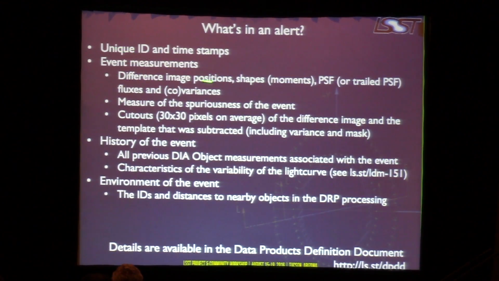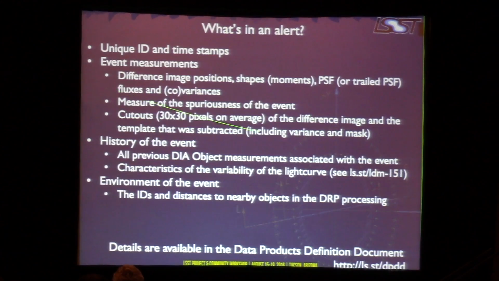From the difference images that Colin introduced, we measure positions, shapes, PSF fluxes, or trail PSF fluxes for moving sources, together with their uncertainties. We have, as I mentioned, a measure of the spuriousness of the event, whether it's real or bogus. And then we also have cutouts. So on average, about a 30 by 30 pixel image. And this cutout is of the template that was subtracted from the image, and also of the difference image itself.